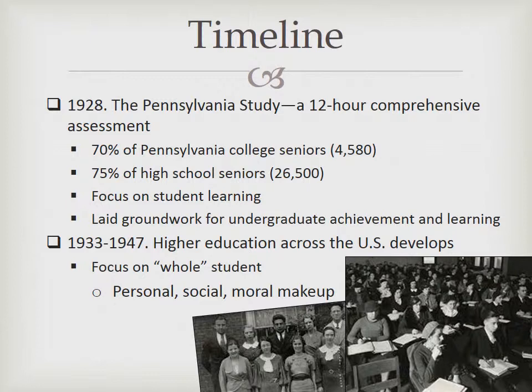And then in 1933 to 1947, higher education across the entire U.S. continued to develop, and there was a focus on the whole student at that time. So they focused not just on student test results, but they focused on the students' personality, their social makeup, and their morality.